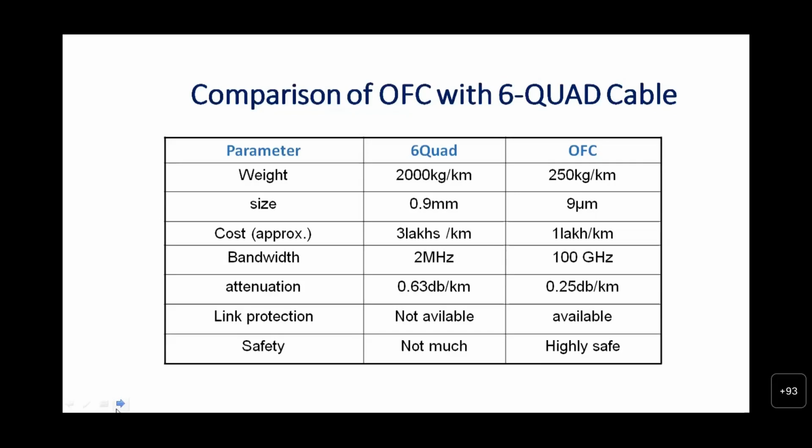Its weight is 250 kg in respect of 2000 kg per kilometer of 6 quad. The OFC core size is 9 micrometer, whereas the size of the 6 quad is 0.9 mm. So the cost is also a very huge difference. 1 lakh for 1 kilometer of OFC, whereas 3 lakhs for a kilometer of 6 quad. The bandwidth is also 100 gigahertz compared to 2 megahertz of 6 quad.